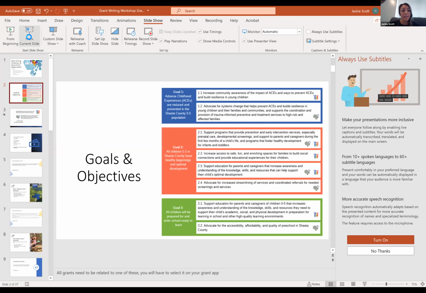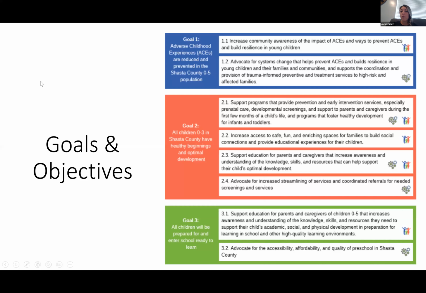So if my slideshow will cooperate, the first thing I wanted to show you is our First Five Shasta goals and objectives. We have three major goals that we use to guide all of our work at First Five Shasta. The first goal is adverse childhood experiences are reduced and prevented in the Shasta County 0 to 5 population. Goal 2 is that all children 0 to 3 in Shasta County have healthy beginnings and optimal development. And goal 3 is that all children will be prepared for and enter school ready to learn.